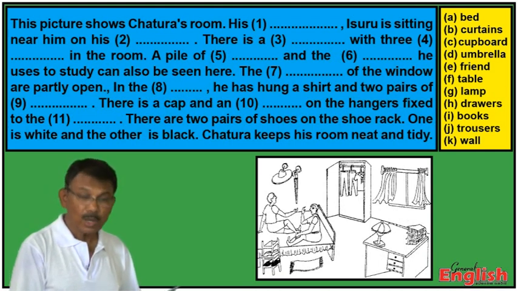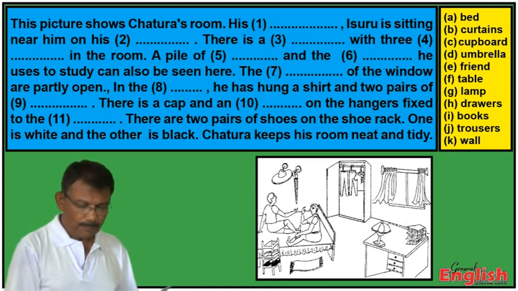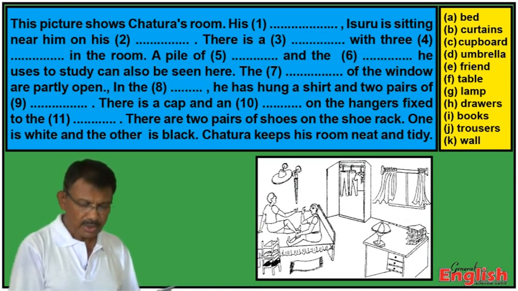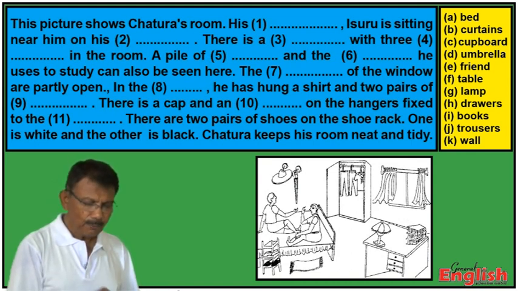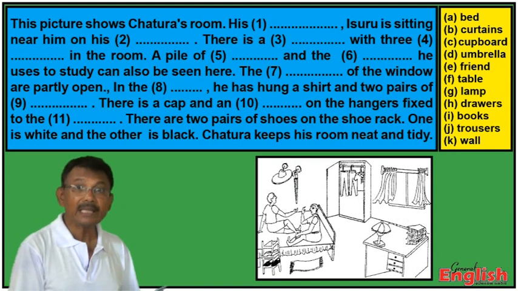There is a table with 3. What is it? In the room. With 3 what? The table has 3 drawers. So the answer must be drawers. So there is a table with 3 drawers in the room. I hope you all can understand it.